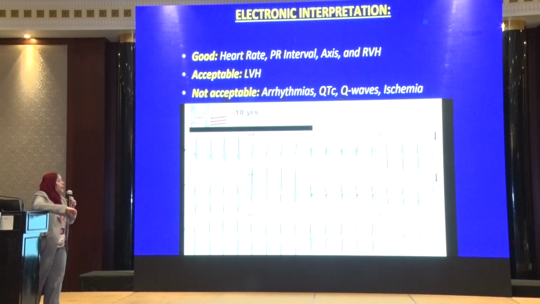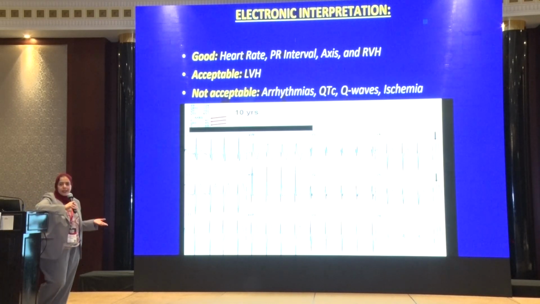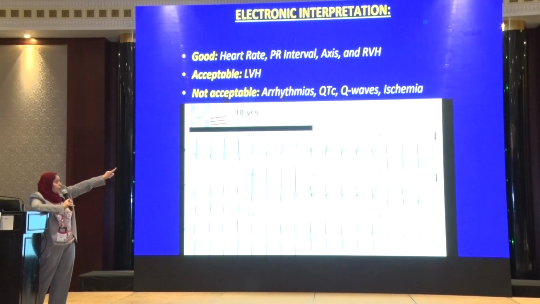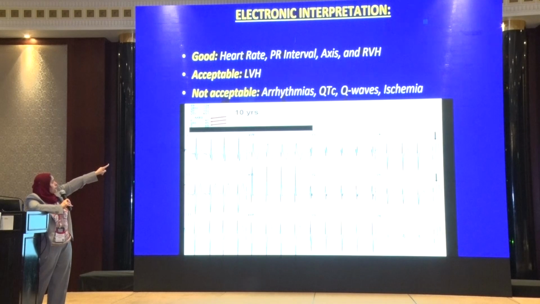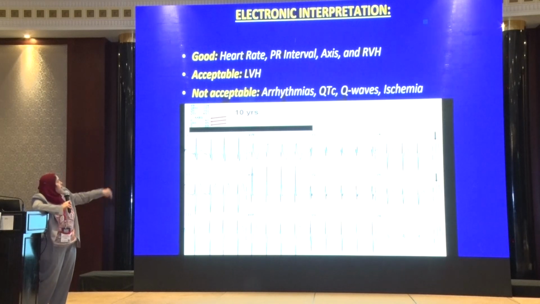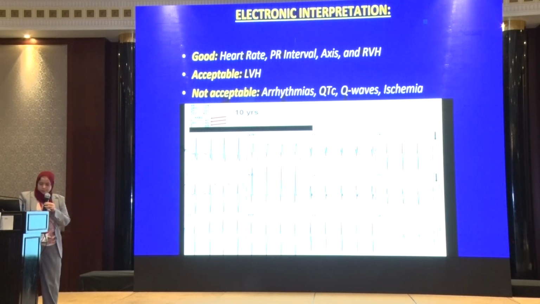There are things that we know the machine is good at calculating, like the heart rate, the PR interval, and the axis, whether it's right axis or left axis. There are things we don't rely on the machine for: detection of arrhythmia and, most important, the corrected QT. We have to calculate it manually, especially the corrected QT.